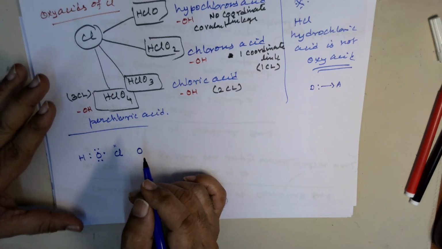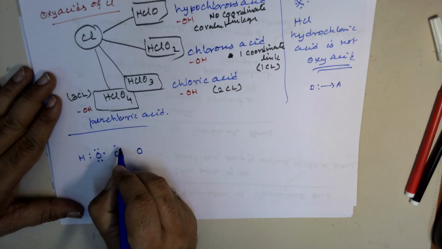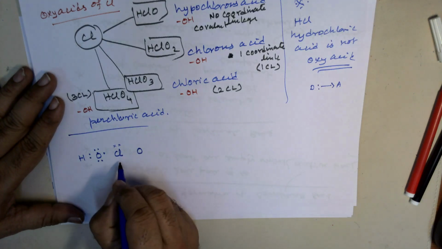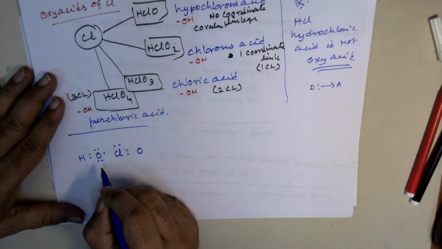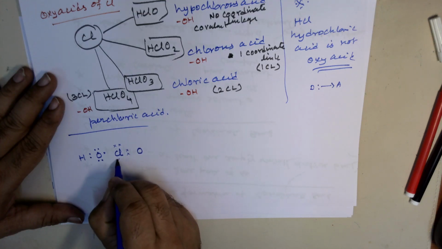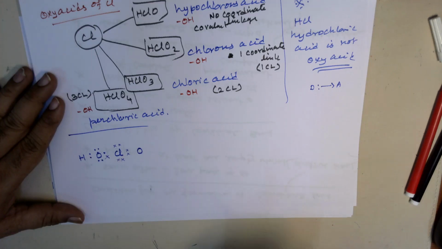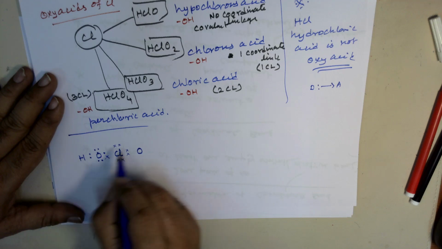How many electrons are there in chlorine in the outermost side? Seven. So one, two, and then three, four. Then you have five, six, then the seventh one can be here. And what about oxygen? Let us put the dot marks.